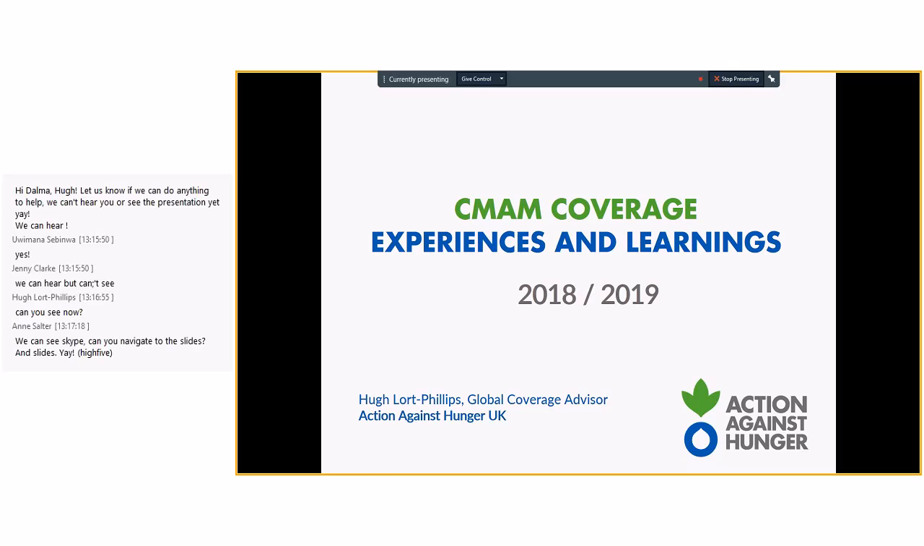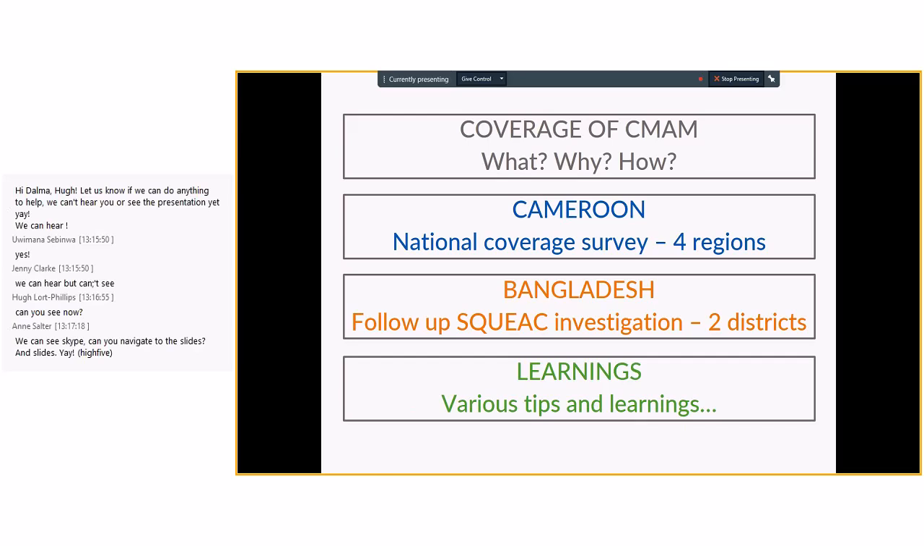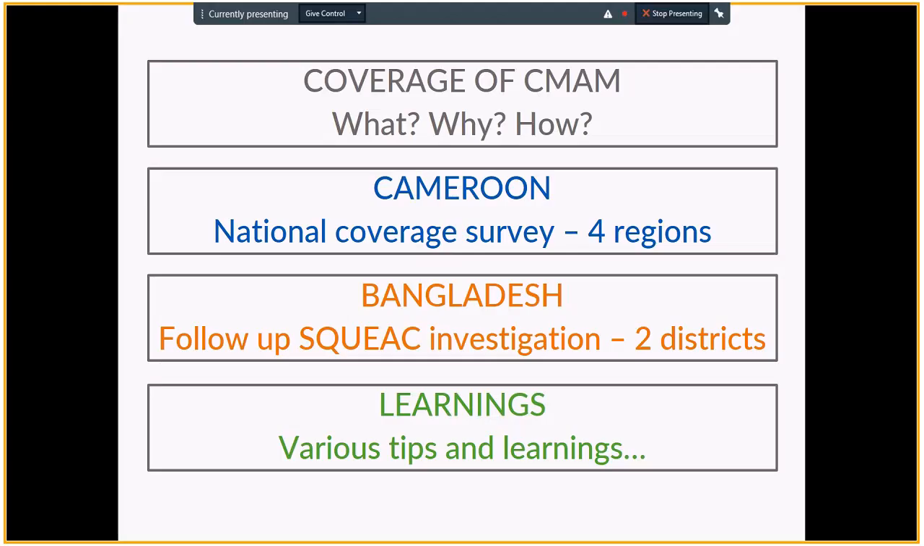So just quickly look at coverage of CMAN. What, why, and how. So what is it? Why do we measure it? And how do we measure it? Just some very quick snapshots. Then a quick overview of the Cameroon assessment, which was a national coverage survey across 4 regions. And the Bangladesh assessment, which was a follow-up SQUEAK assessment in 2 districts, or 2 upazilas, if you're using Bangla terminology. And then some various tips and learnings from this experience.